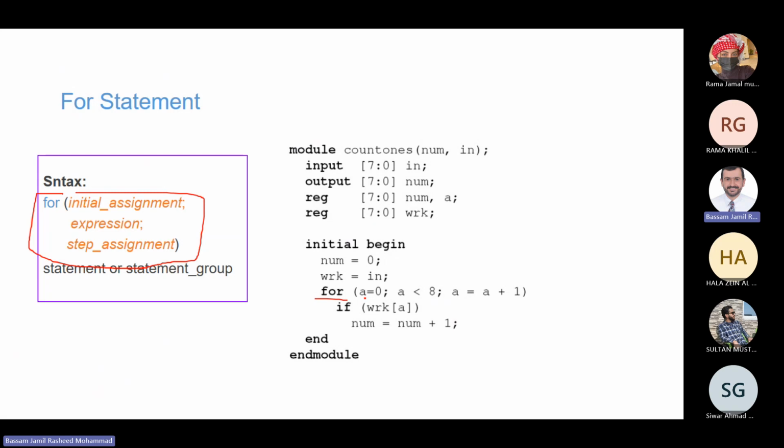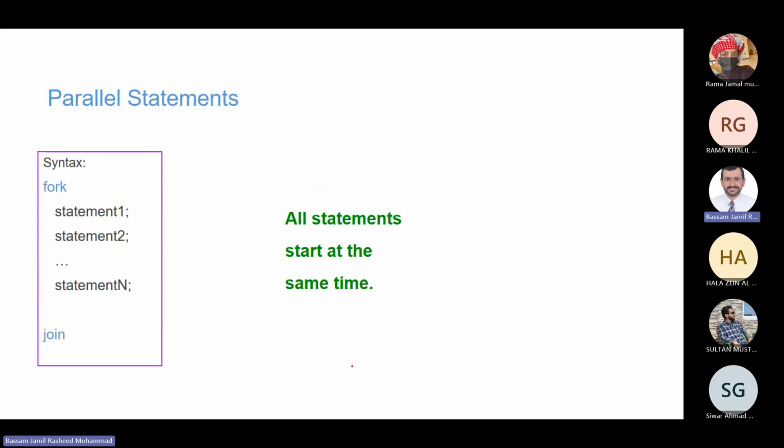For A equals 0, A less than 8, so A will have values of 0, 1, 2, 3, 4, 5, 6, 7, because this is how we increment A, and every time we check this. Okay, so this is very similar in syntax with other languages. That's why I'm not going to spend much time on it.